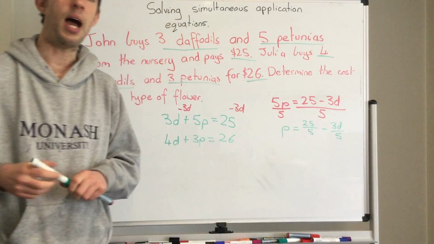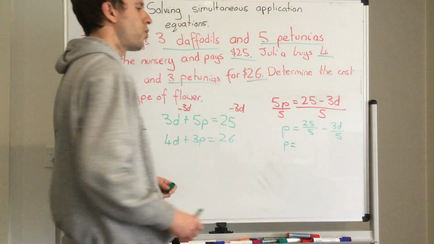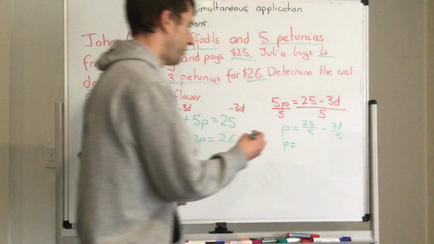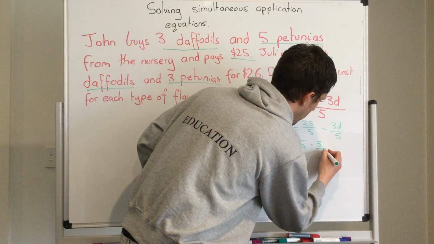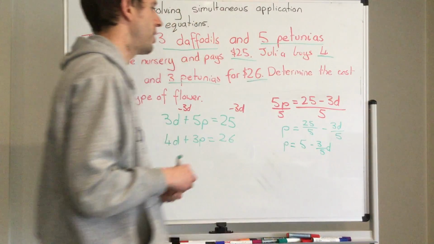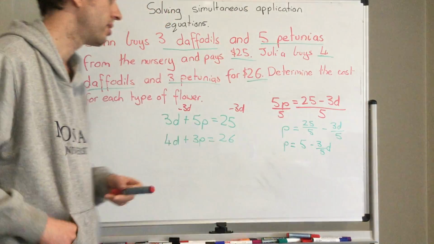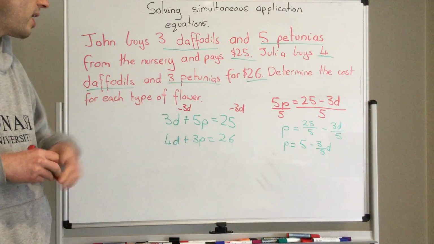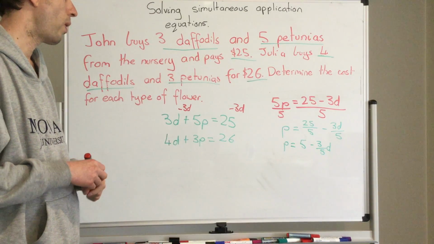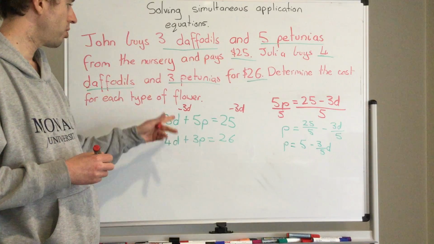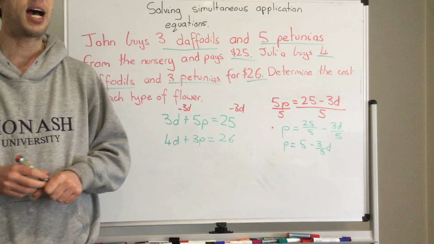Now I've done that, I can simplify it a bit. P equals, what's 25 divided by 5? It's 5. Take 3/5 times D. And there we have it. We now know what P is. Okay, so for me now, I can substitute that into my equation and use that information to find out what P and D are.